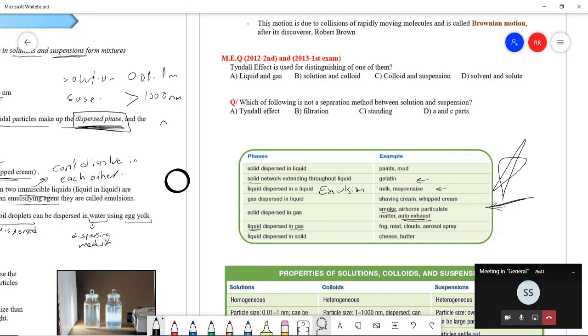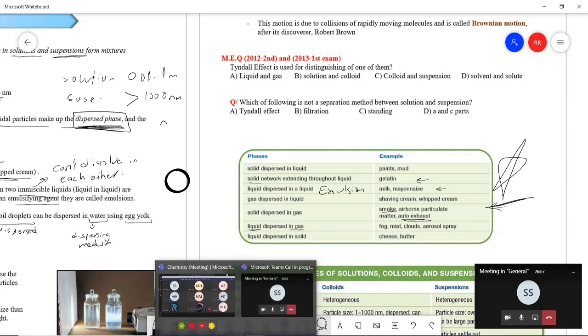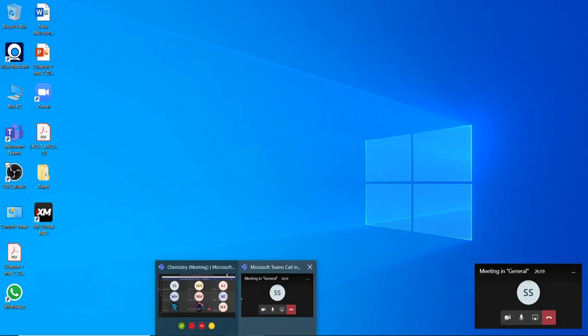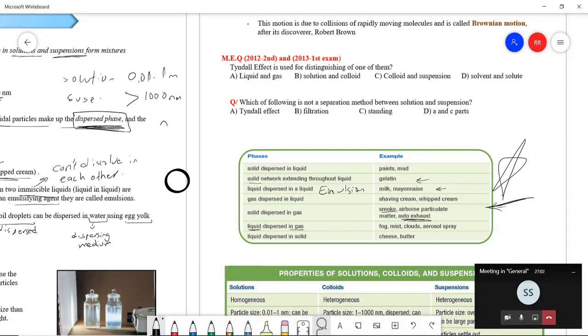If we look at this point, in the previous lesson we talked about gas dissolved in liquid, like CO2 in water. But here, liquids can never dissolve in gas.